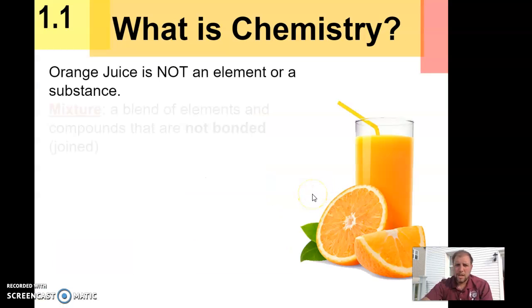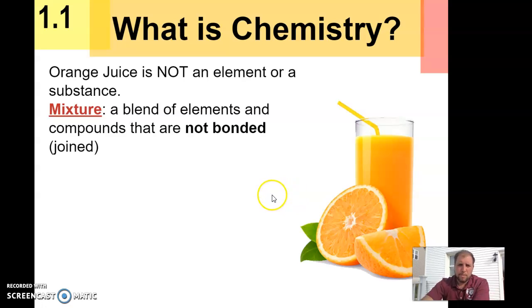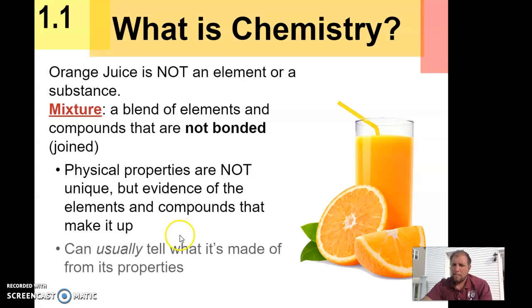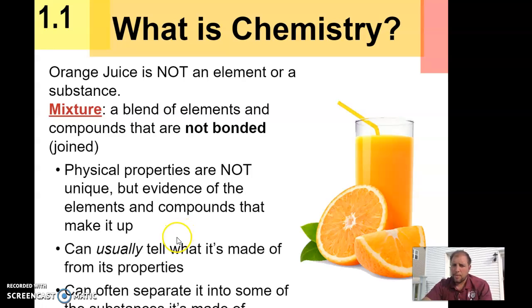And we call that a mixture. A mixture is a blend of elements and compounds that are not bonded together. They're just stirred together in the same container. All right? The way you can tell that something is a mixture is that while elements and compounds have unique properties specific to just it, a mixture has the properties of the things that make it up. And in fact, by observing its properties, you can often tell what it's made of.